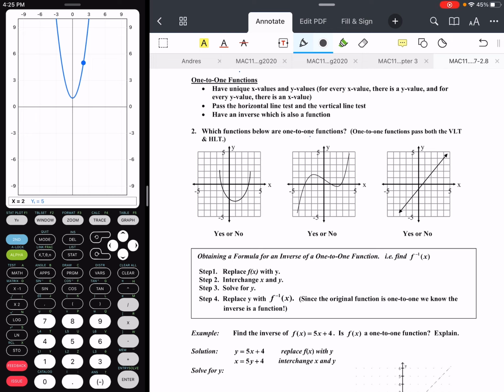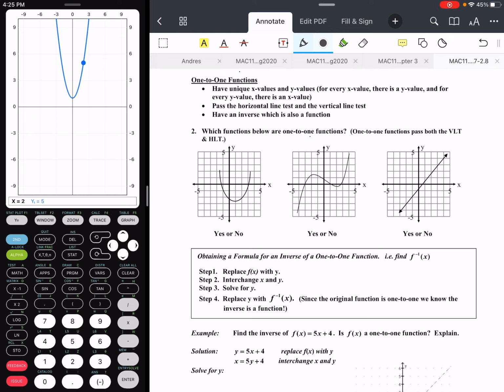So if you have a function and you're trying to decide if it's one-to-one, first, if your original function passes the vertical line test, that tells you that it's a function, right? So your original is a function. And then if your original also passes the horizontal line test, remember that that confirms that its inverse relation is also a function, okay?